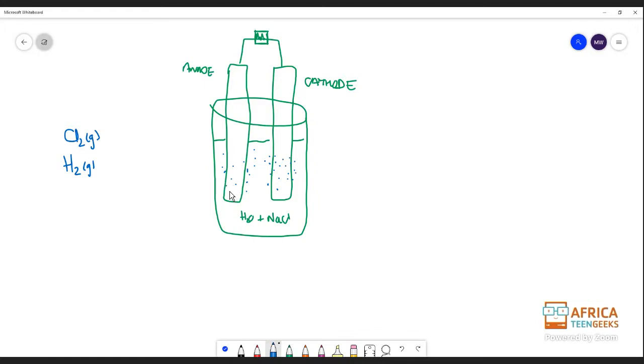One is going to go to the positive anode, and the other one's going to go to the negative cathode. Can you guys guess which one is which? Ideas? Anyone? Okay, so H is positive, yes. So which one is it going to go to, my positive or my negative one?